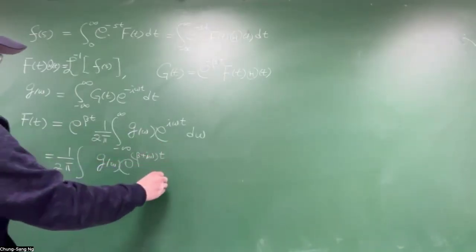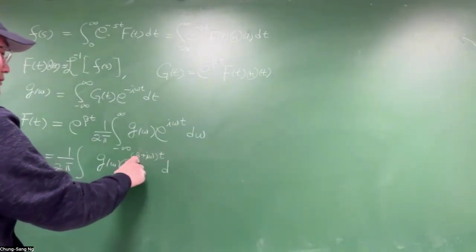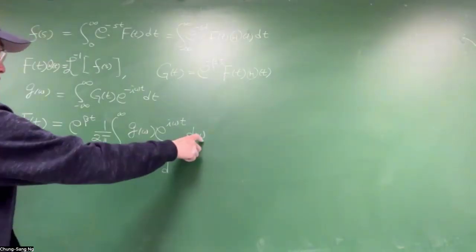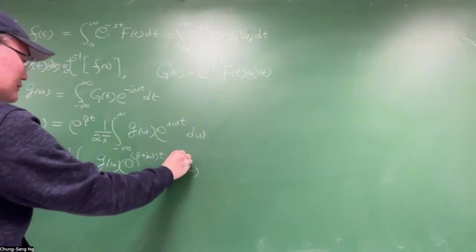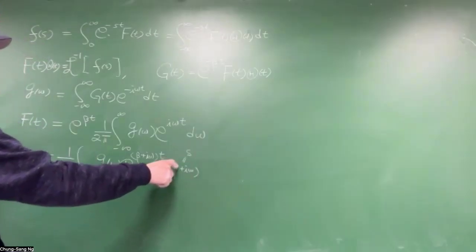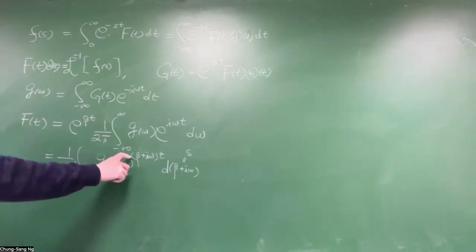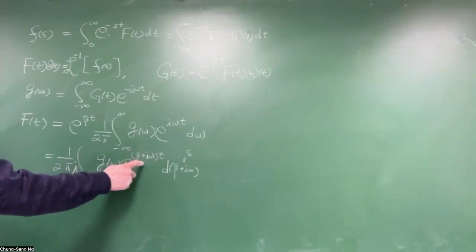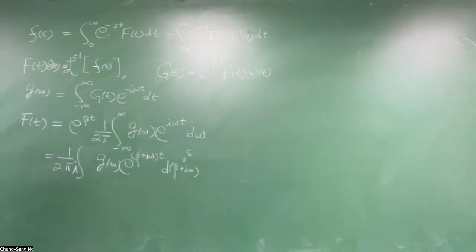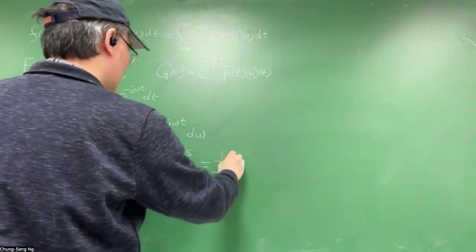And then d omega, and we can do a change of variable. Instead of d omega, we can say d(beta plus i omega), and later we call it s. Compared with that, you have an extra i here, so you divide by i. This beta plus i omega is your new variable s.